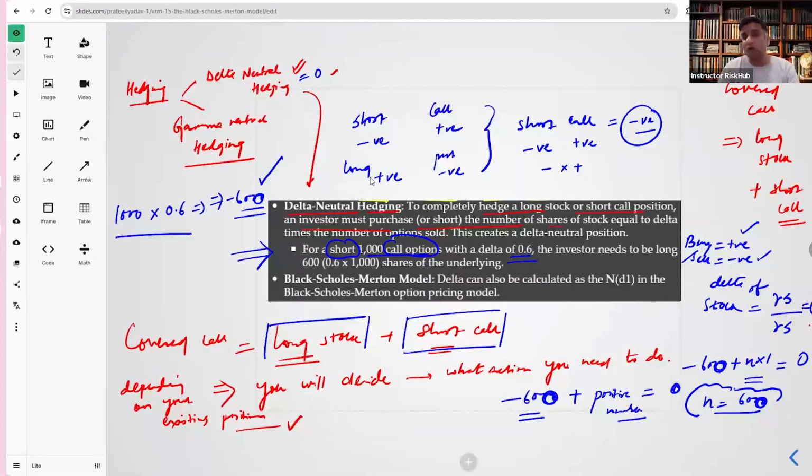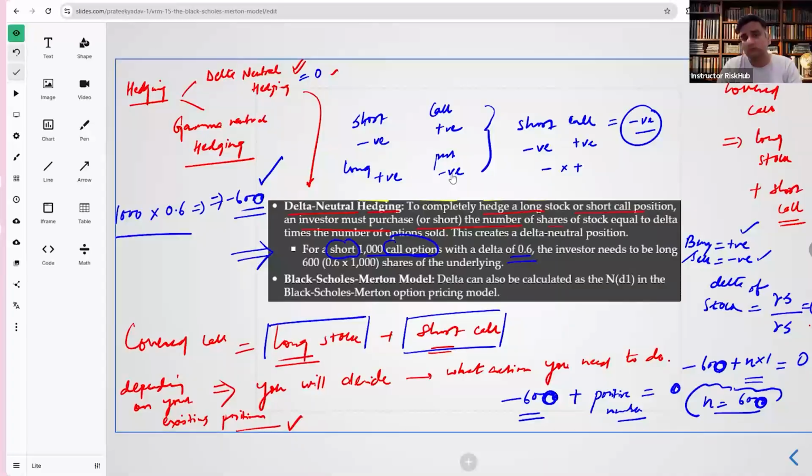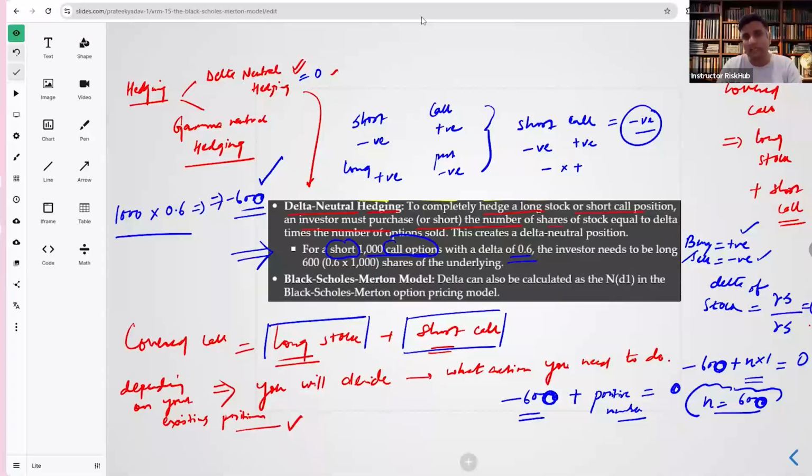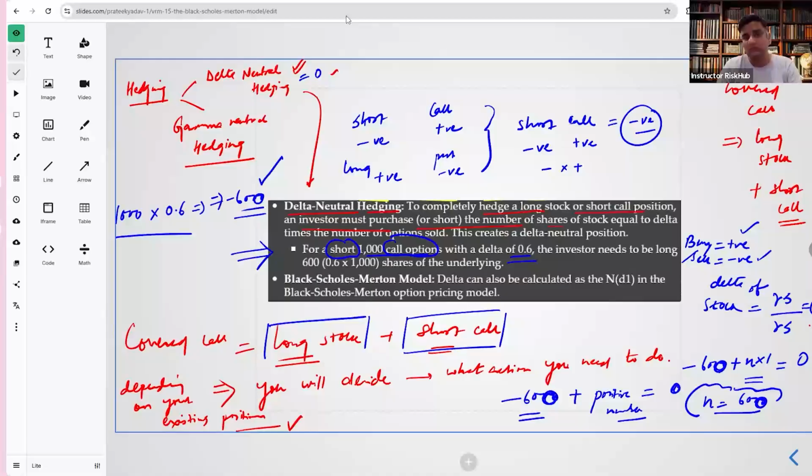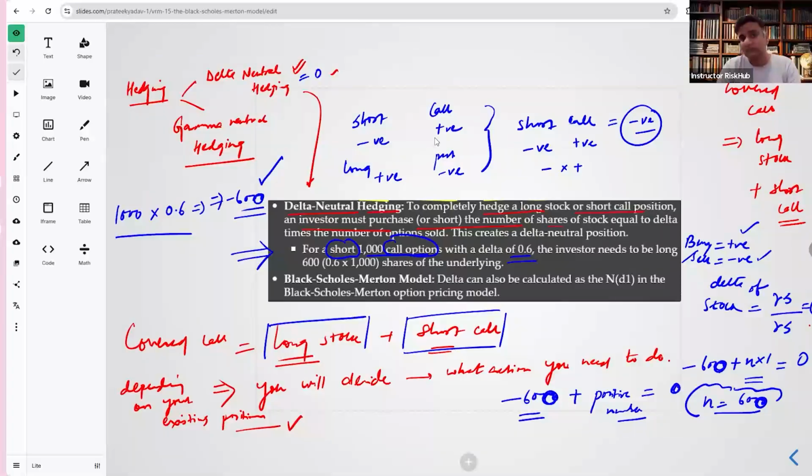Let's say I give you long put. Long has a positive sign. Wherever you find long, that's a positive sign. Put has negative delta. Let's say I give you short put. What will be the sign for short put, guys? Tell me. Short put, what will the sign be? Short is negative. Put is what? Put is also negative. So negative into negative is what? Positive.